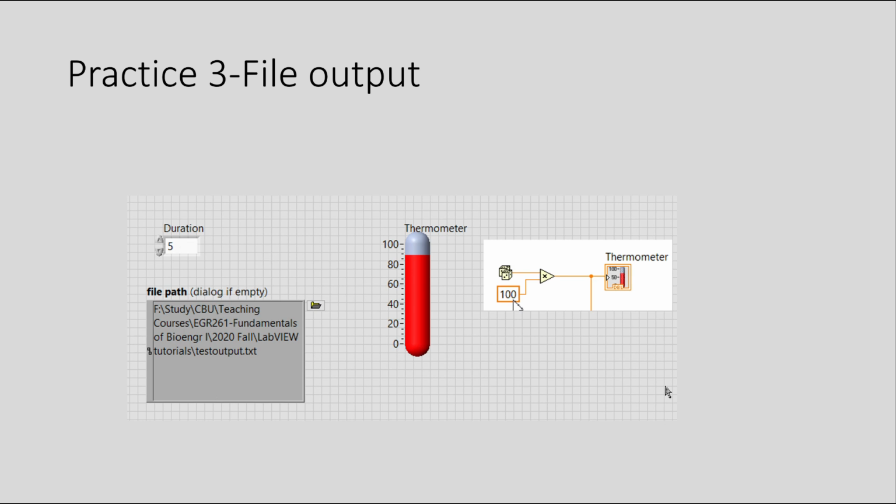In this program, let's say we want to record the temperature data for 5 seconds. That's why there is a duration control. So after 5 seconds, it automatically exits the program, and all the temperature values generated by the random variable will be stored into a file.